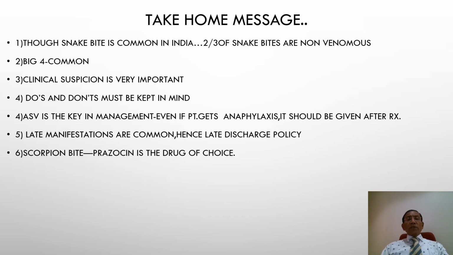So the take-home message is, though snake bite is common in India, two-thirds of snake bites are non-venomous. So we have to tell the parents, to relieve their anxiety, that mostly this is a non-venomous snake. The Big Four are the common ones, as we have seen: cobra, krait, saw-scaled viper, and Russell's viper. Clinical suspicion is a very important thing, as we have seen that EMNS, early morning neuroparalytic syndrome, is common with snake bite. There are certain do's and don'ts which must be kept in mind.